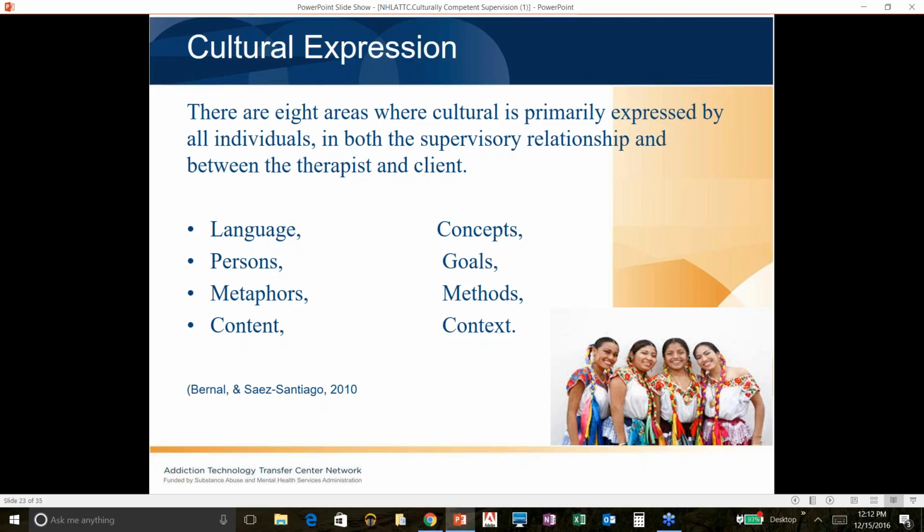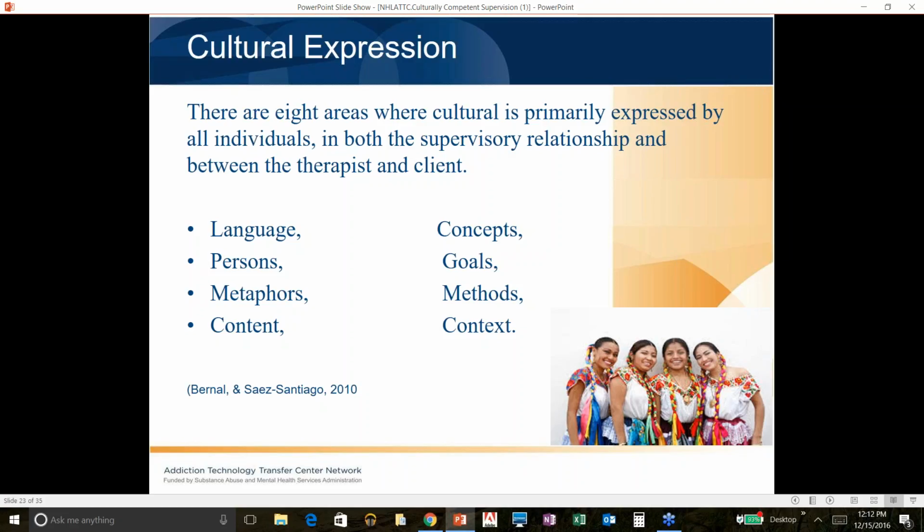Content, what we talk about. Concepts, how we understand things, what the concepts are that are important for us to discuss. What are my goals? What are the methods to achieve them? And then the context: what environment are we actually in? Where are we? Who are we? What's my role with you? And so being able to assess these 8 areas allows us to start to pinpoint culture.